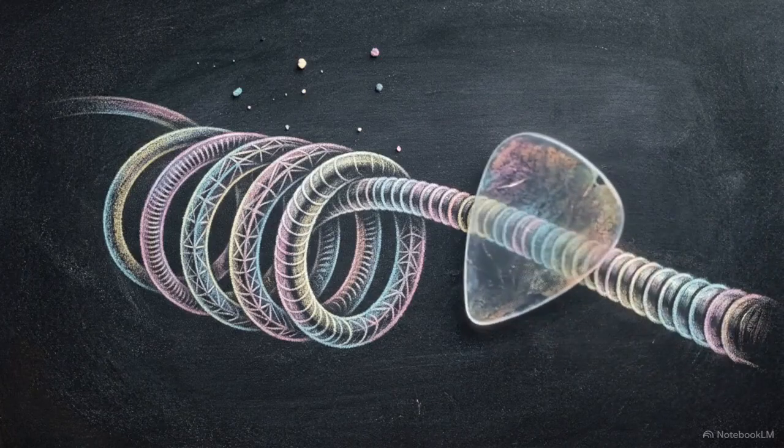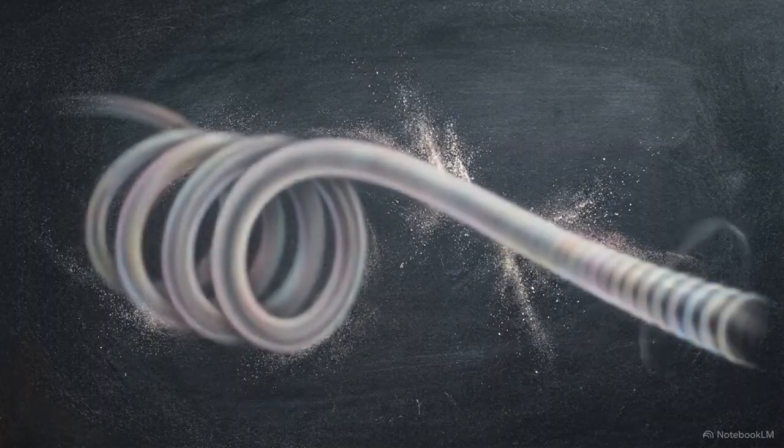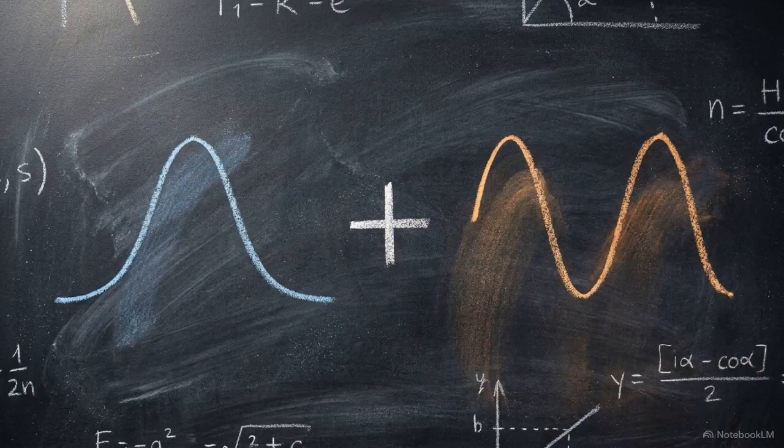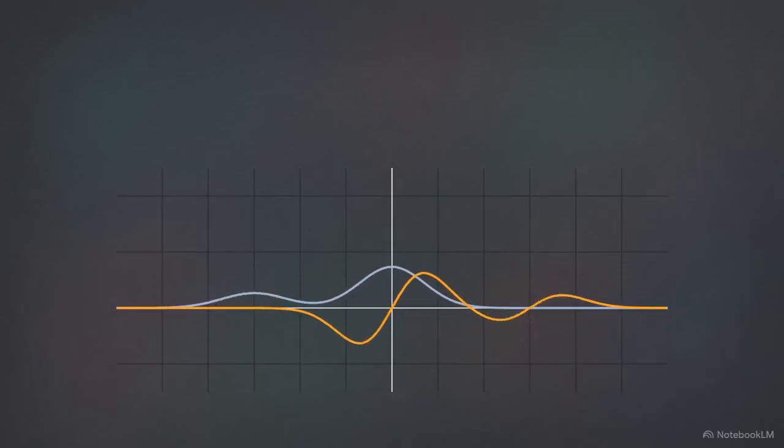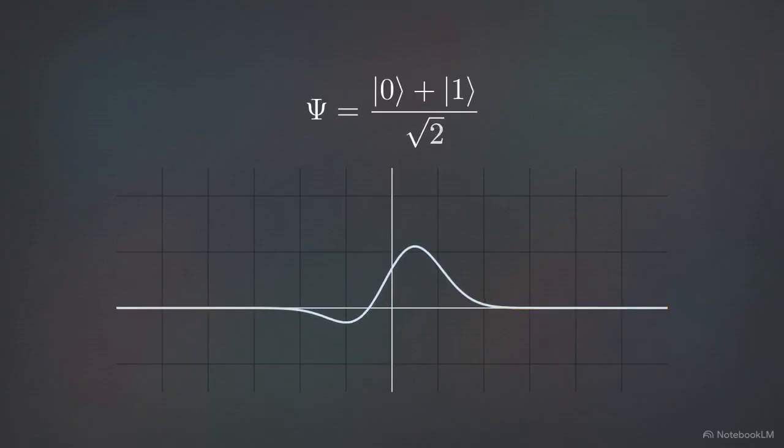If pure eigenstates are mathematically forbidden from moving, how does a classical guitar string actually vibrate? The secret to motion lies in combining states. We have to construct a quantum superposition. Let's create a state that is an equal mixture of the ground state and the first excited state. We write this as psi equals the state 0 plus the state 1 divided by the square root of 2.